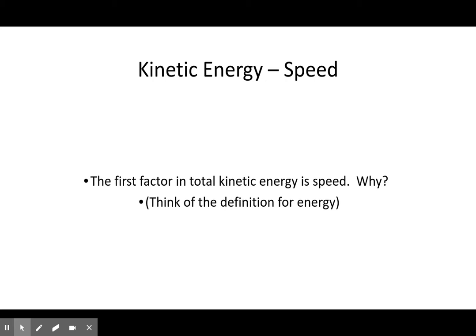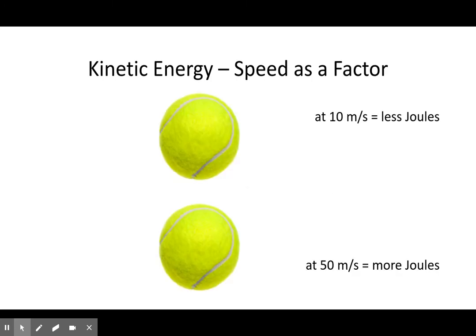If an object has kinetic energy, it's because it's moving. If it is moving faster, it can cause more change. Or if an object is moving faster, it can do more work. So an easy example is two identical tennis balls. If the top tennis ball is traveling at 10 meters per second, that's what the m/s is, meters per second.